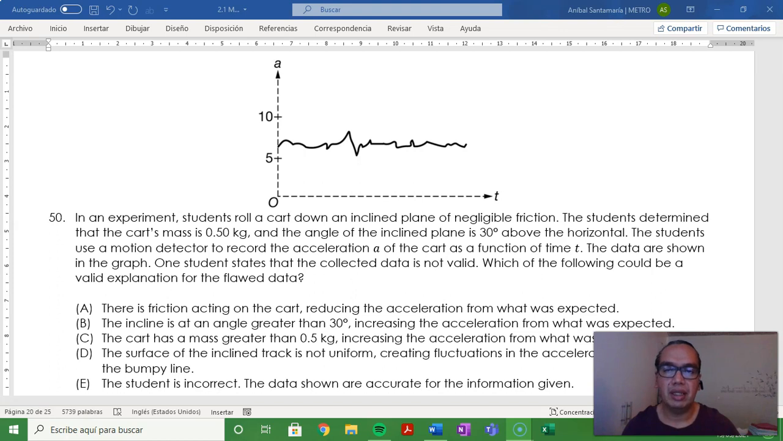One student states that the collected data is not valid. Which of the following could be a valid explanation for the flawed data?